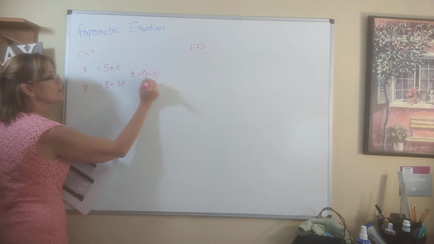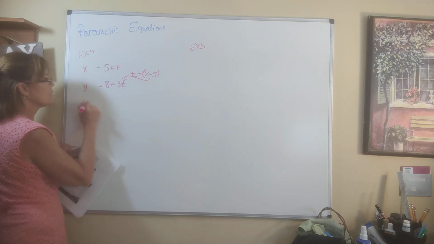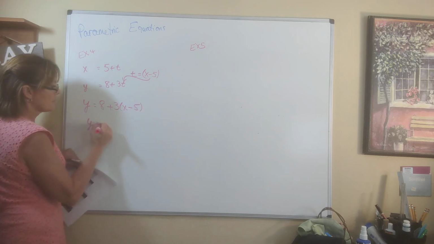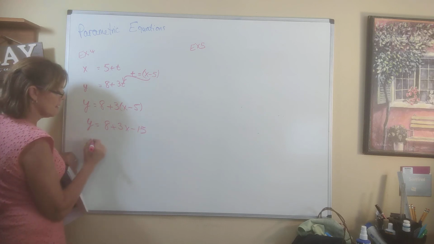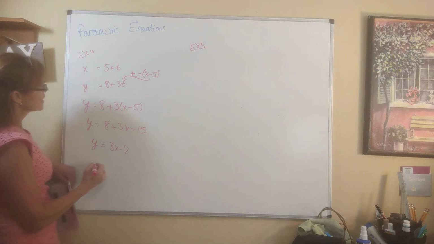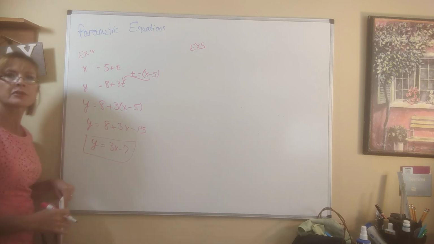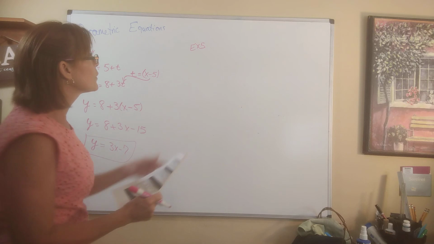Okay. And then I'll just make a substitution in here. Instead of t, I'm going to put in x minus 5. So y becomes 8 plus 3 times x minus 5. Or y becomes 8 plus 3x minus 15. Or y is 3x minus 7. So now I have y in terms of x, and I don't have a third parameter t anymore. So you can get rid of the parameter if you need to. Here, we're going to do it again.